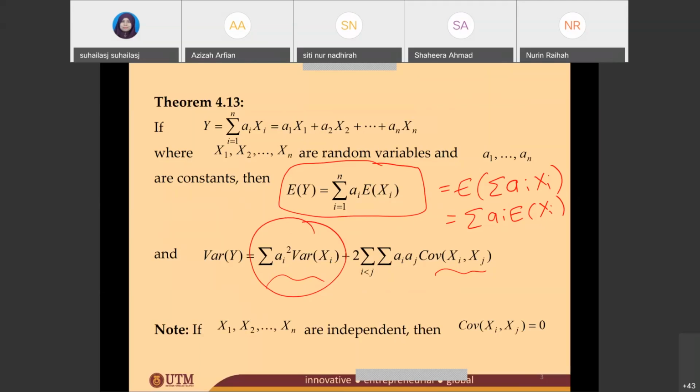Yang ni nanti cuba kamu proofkan. Cuba cari reference textbook lah, reference from your internet ke apa ke. You can Google this one. So find how they prove variance Y is equal this value. Ini kamu punya exercise ni. Macam mana kamu nak proofkan? So you will have summation ai square variance Xi plus 2 double summation ai aj covariance Xi Xj.